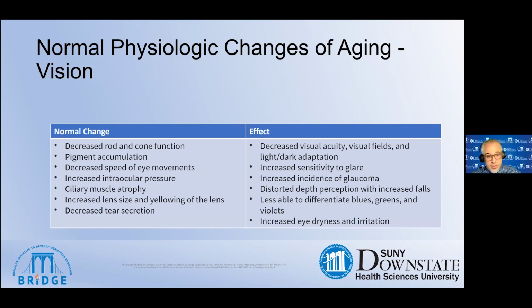And vision changes and hearing changes, as we heard about last from 2 to 3 with Dr. Wygant. Changes to rod and cone function, pigment accumulation, decreased speed of eye movements, and changes to intraocular pressure, ciliary muscle atrophy, and lens changes, decreased tear secretion, which overall leads to some changes to visual acuity, visual field changes, and adaptation to night as it becomes darker during the day. Increased sensitivity to glare and incidence of glaucoma, increased eye dryness and irritation.